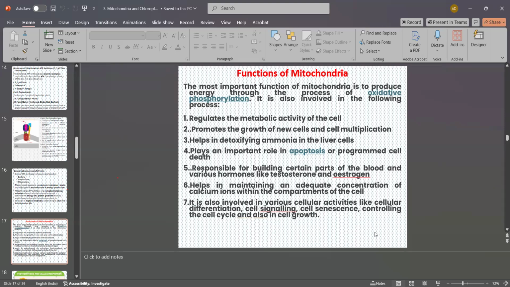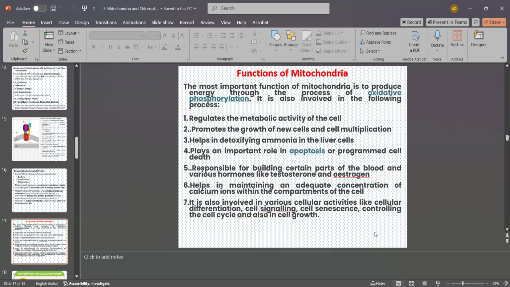Second, it can promote the growth of new cells and cell multiplication. Growth of new cells means dividing, meiosis and mitosis, both depending on the activity of the mitochondria. Third, it helps in detoxifying ammonia in the liver cells. That is important. The liver's working depends on mitochondrial activity.